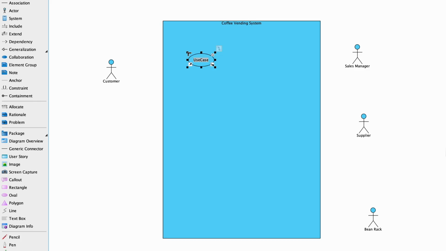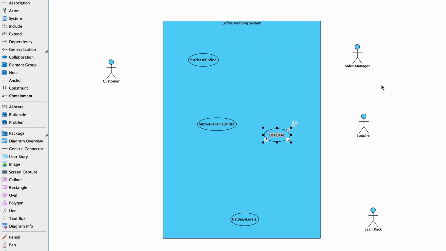Next, we have use cases. A use case is an action that an actor needs the system to perform. In our example, the primary actor, the customer, wants to purchase coffee. Notice that the activity is written in upper camel case, meaning the first letter of each word is capitalized: Purchase Coffee. This is a convention to clearly represent the actions within our system.